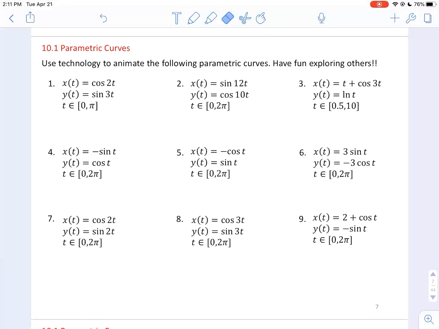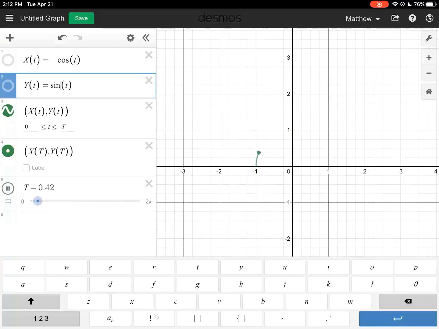Let's look at 5. It's going to be different about 5. I'm going to switch the sine and cosine, that's it. So x will be negative cosine, and y will be positive sine.